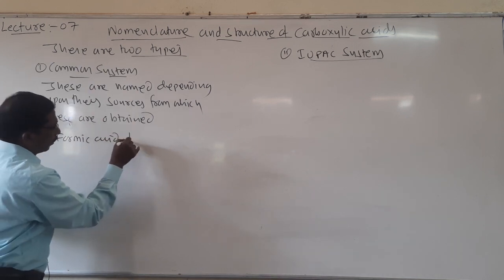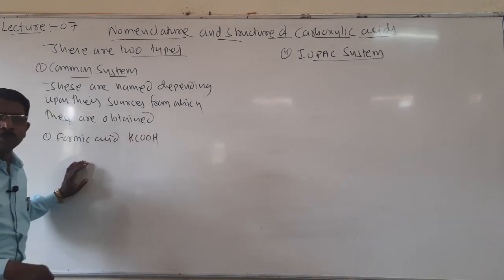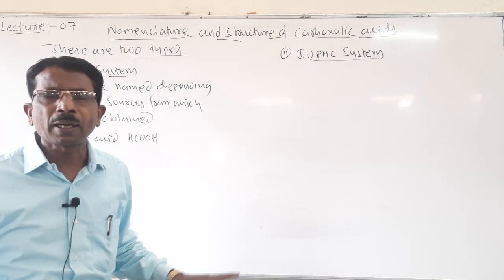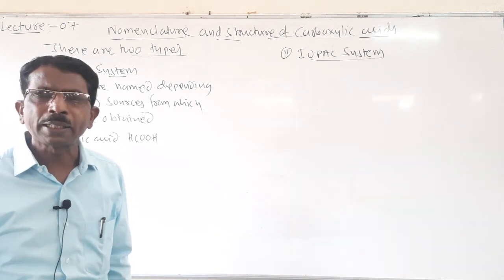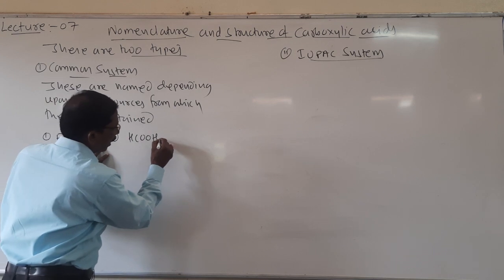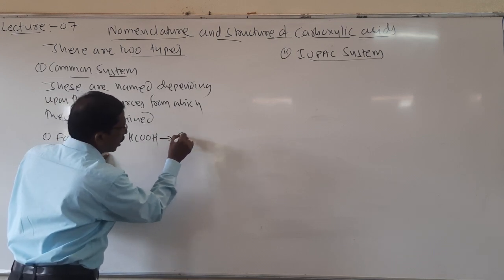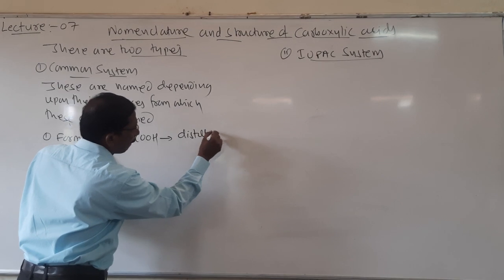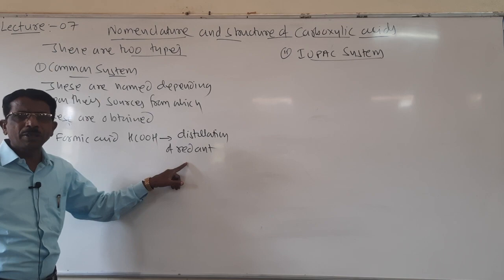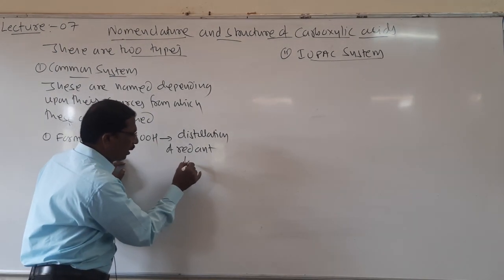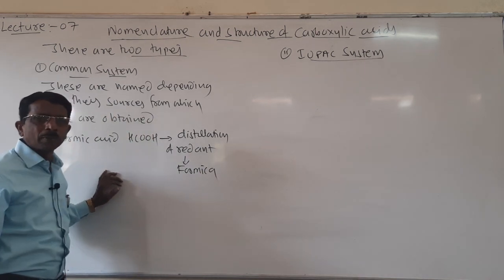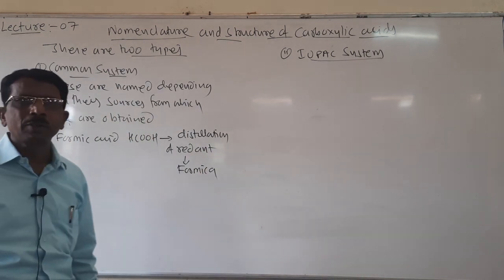Look here students, HCOOH, this is formic acid. Here these names are derived from Greek or Latin. Here this formic acid is obtained by distillation of red ants, and here it is called formica. And then it becomes formic acid.